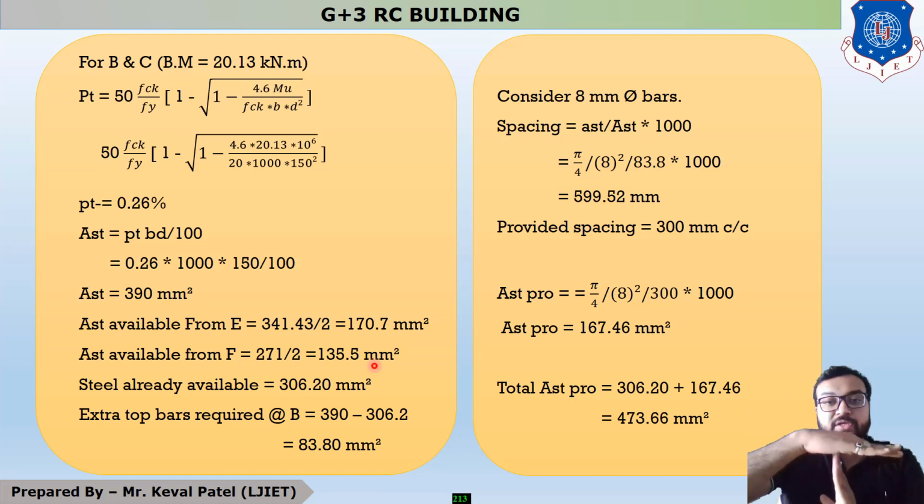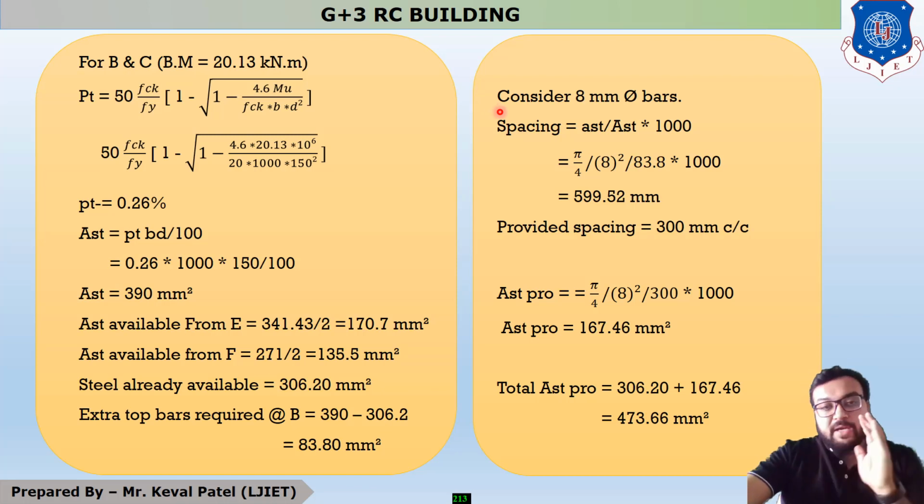Now how much total reinforcement is coming from the neighbor? So a total of 306.20 mm square is already coming from the neighbor. So 390 is required, in which 306.20 is already coming from the neighbor. So our extra top bar required is 390 minus 306.2. So our answer is 83. It means we require only 83 mm square, and this 83 is provided as extra top bar. Okay.